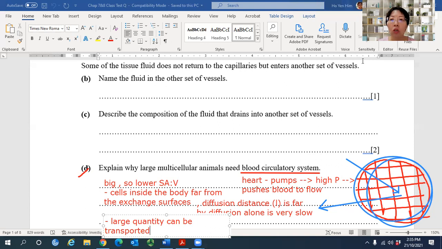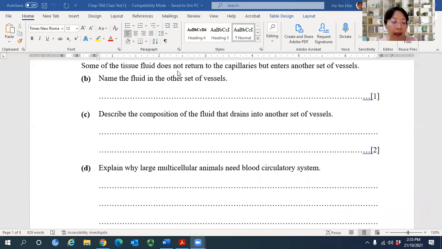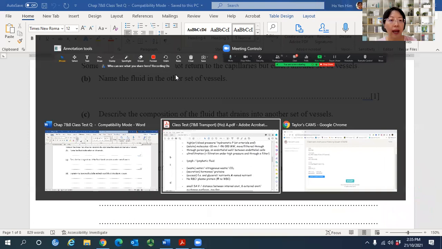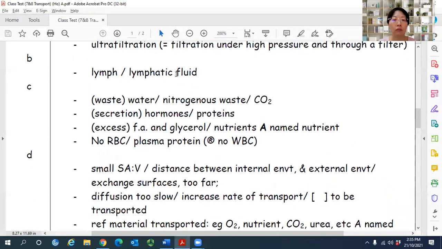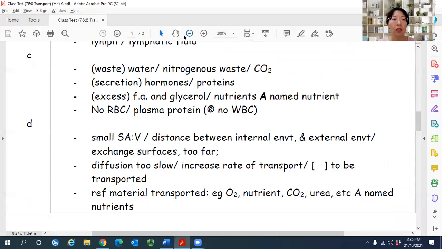So let's look at the mark schema. I explained it for you to understand, and now these are the points that you're looking for to score. Because a multicellular organism has a small surface area to volume ratio, what's the problem? The distance between the internal and external environment is very far. This is the first problem. Therefore, to allow material to move between the internal and external environment by diffusion alone is too slow.